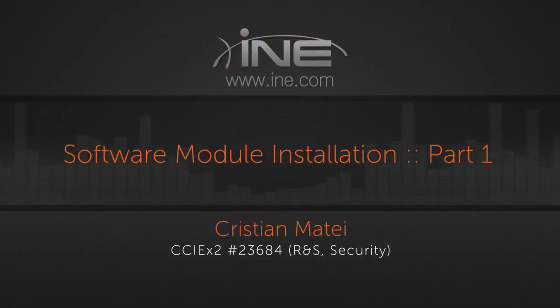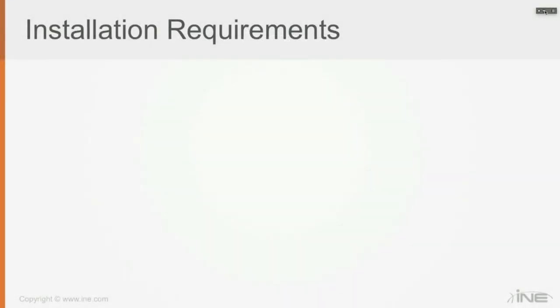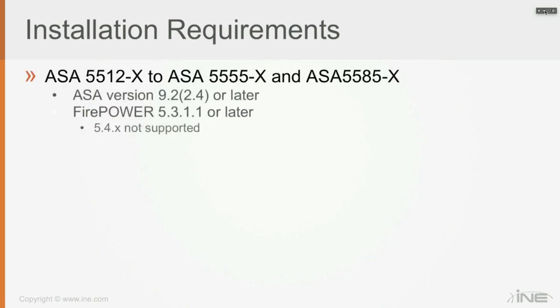So for the installation part, we have some requirements that have to be met in order to move forward. One of them, of course, is based on the platform you want to configure. For example, if you speak about the ASA 5512 to ASA 5555X and the ASA 5585X, then you need ASA code version 9.2.2.4 or later, and the minimum first supported Firepower version is 5.3.1.1.